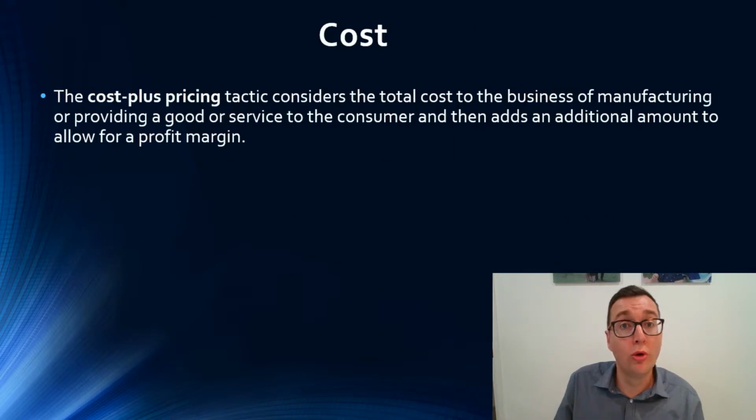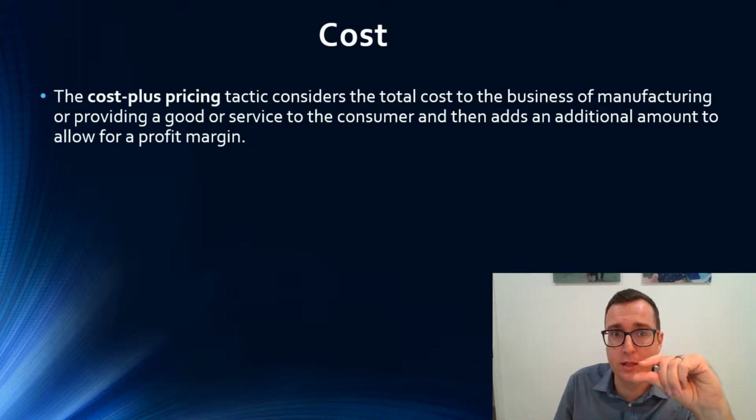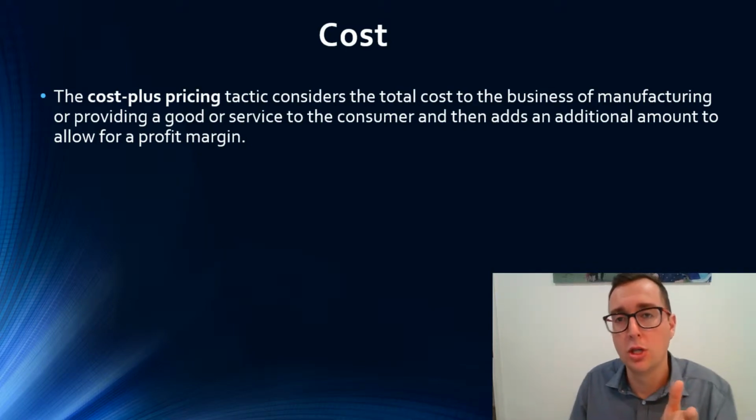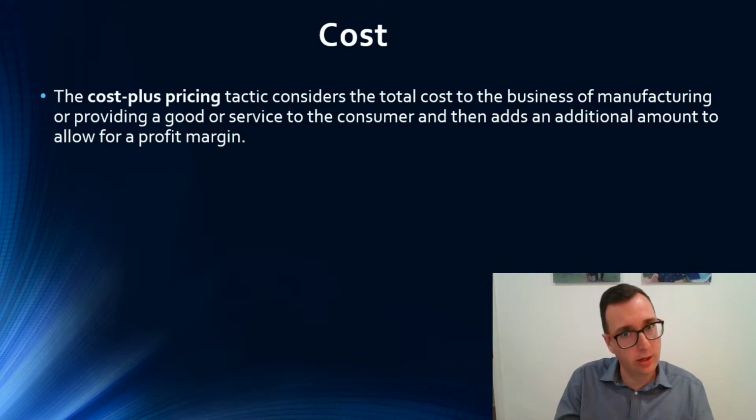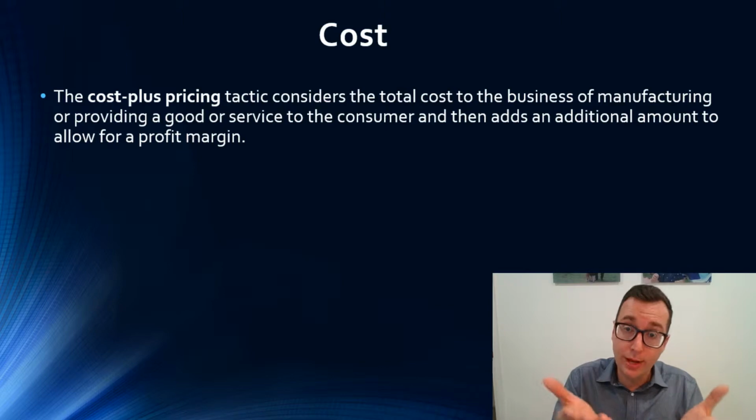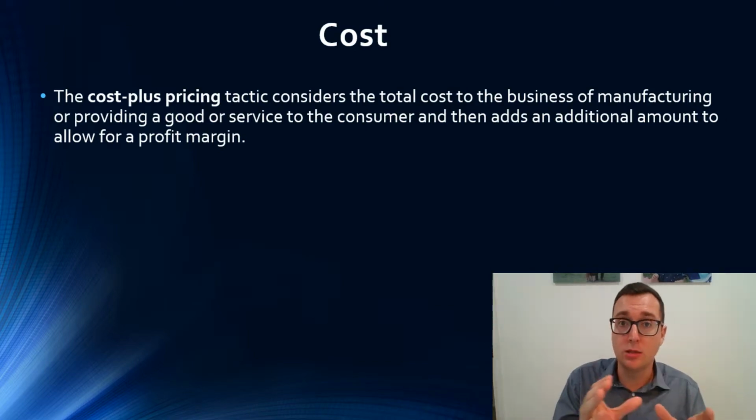So, cost, or known as cost plus pricing, is a tactic that looks at the total cost to the business of manufacturing or providing a good or service to the consumer, and then it'll add an additional amount for the profit margin the business wants. So say the laptop I'm using to record these fine YouTube lessons cost us $1,000 to actually manufacture and make. And let's say we want a 10% profit margin. Unless you're terrible at maths, you would therefore sell this product for $1,100: the $1,000 that it costs to make it, and that 10% profit margin that you're after.